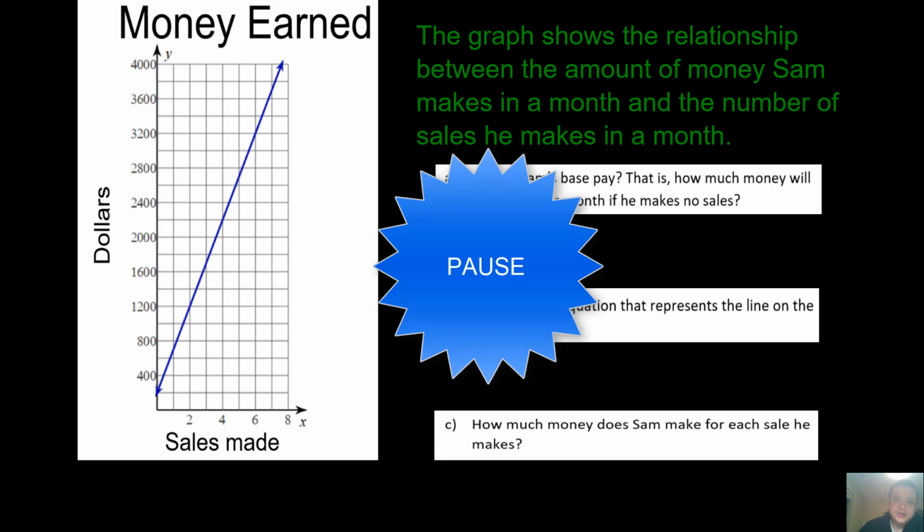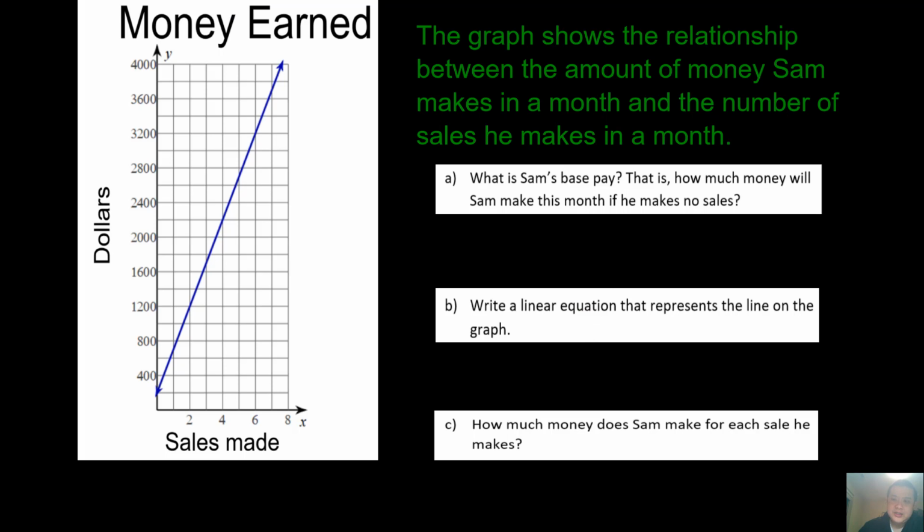The first question asks, what is Sam's base pay? That is, how much money does he make if he makes no sales this month? Over here we can see that this is the zero sales. If we go up, we see that he makes $200. $200 is how much he makes. So if he makes no sales this month, he makes $200.